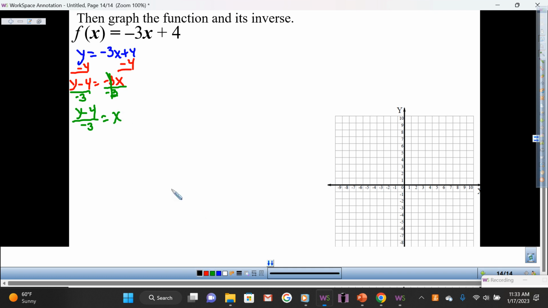And then switch the variables to make it the inverse. So we got x minus 4 over -3 equals y. And then change the y to inverse function of x, and the other side stays the same, x minus 4 over negative 3. All right. Label that inverse.